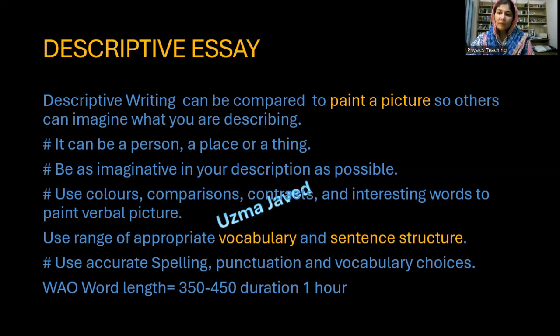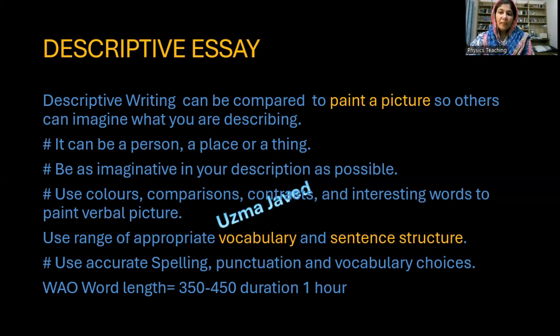Then you can even use contrast. Sometimes you are not able to understand how fat or how bad a person is until and unless you are given a contrast of his. So contrast and comparisons make things accurate. And use interesting words to paint a verbal picture. Interesting words means the right word at the right place. Here it can be an adjective in the form of describing feelings. And you must remember that you are basically painting a verbal picture. This is the definition of descriptive essay, that you are painting a verbal picture.